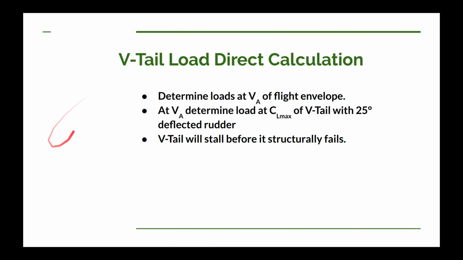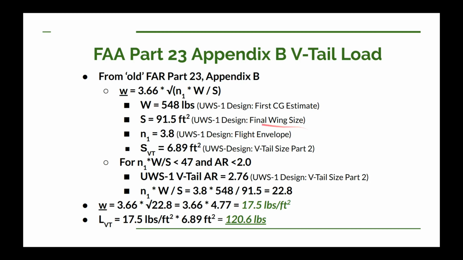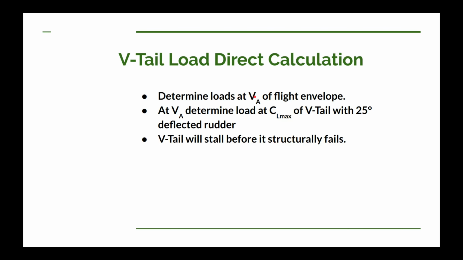Now that we used the FAA Part 23 Appendix B method, the old Appendix B method, let's try to do a direct calculation where we calculate the load ourselves without trying to do an approximation like the FAA method is. We're going to choose a flight speed of V sub A to do our calculation at, and that's the maneuvering speed. If you remember from the flight envelope video, where we got the N sub 1 3.8 G value, we calculated V sub A.